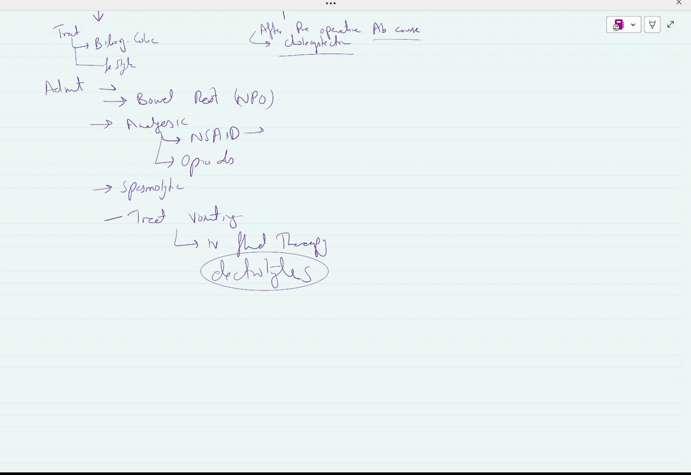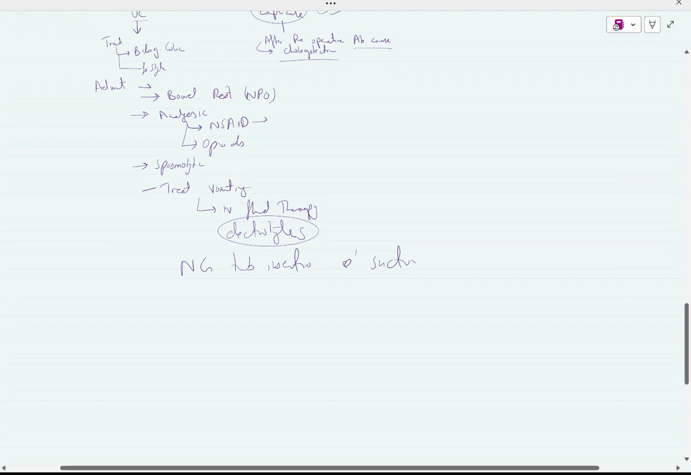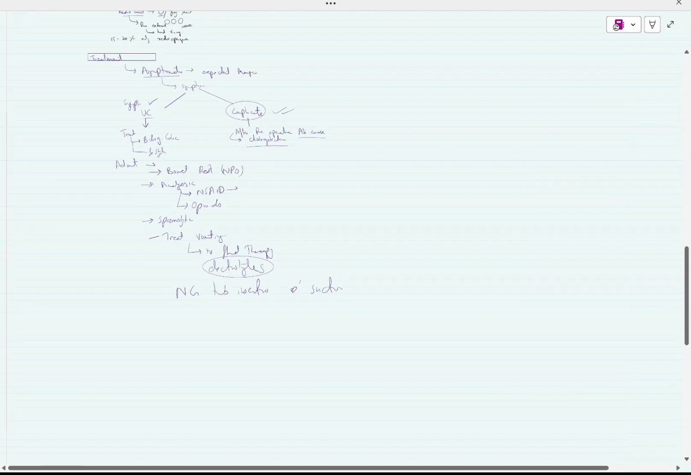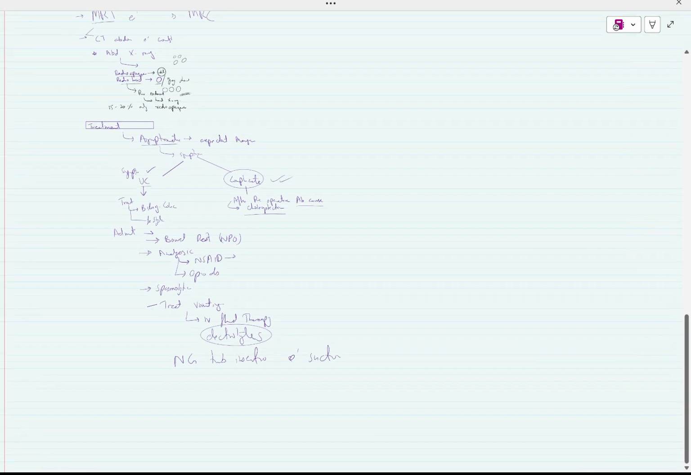If a patient is having multiple episodes of vomiting and is not responding to treatment, we will consider NG tube insertion with suction. We'll try to suck out the contents. So this is the management of a patient with symptomatic uncomplicated cholelithiasis.